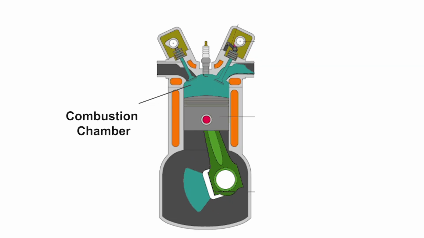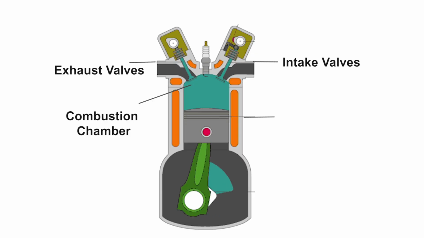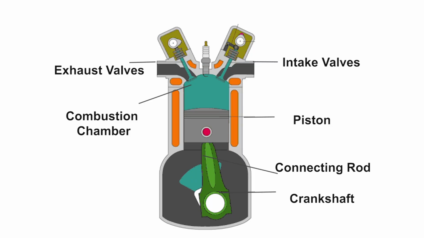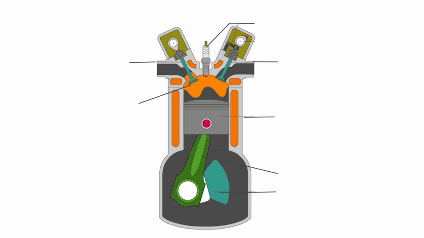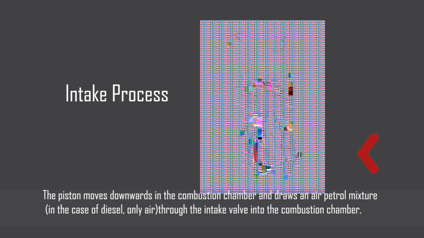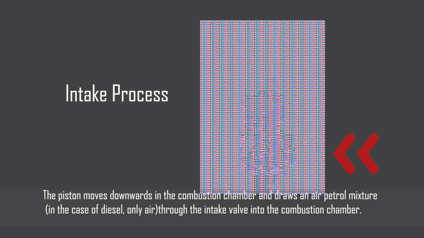An internal combustion engine consists of the following components: combustion chamber, intake and exhaust valve, piston, connecting rod, crankshaft, and, if applicable, a spark plug. Four steps must be performed to make a car drive. First, intake process. The piston moves downward in the combustion chamber and draws an air-petrol mixture. In the case of diesel, only air, through the intake valves into the combustion chamber.